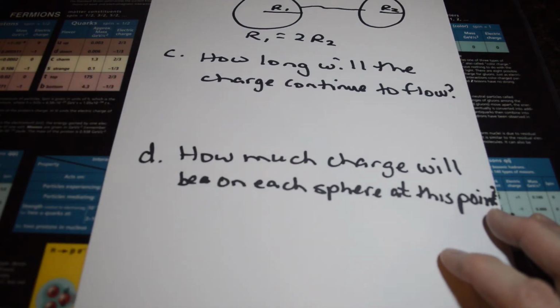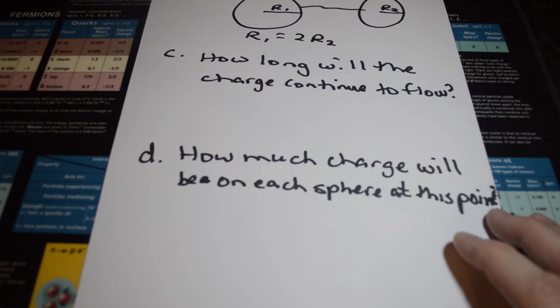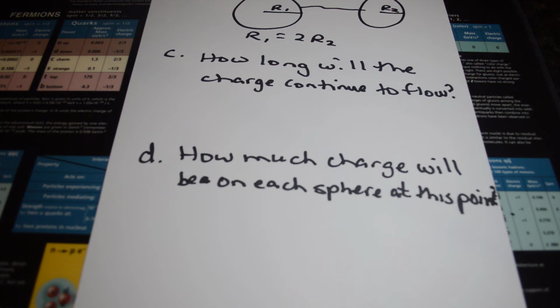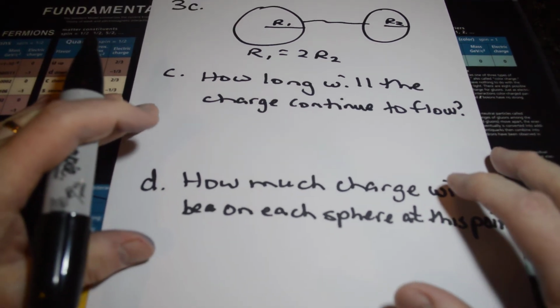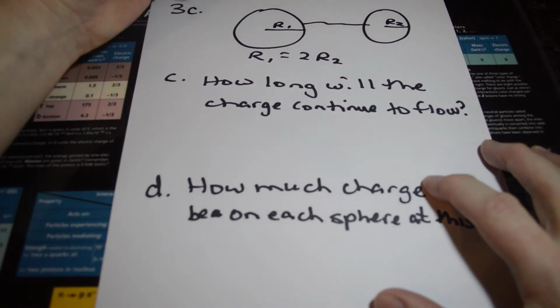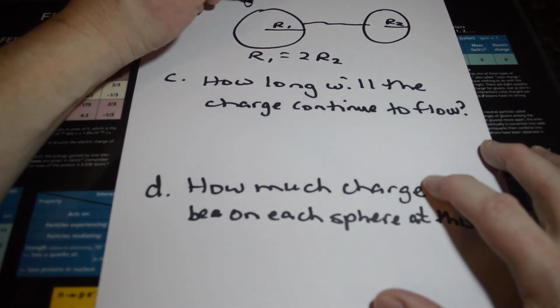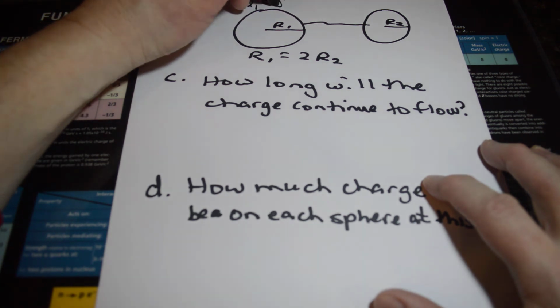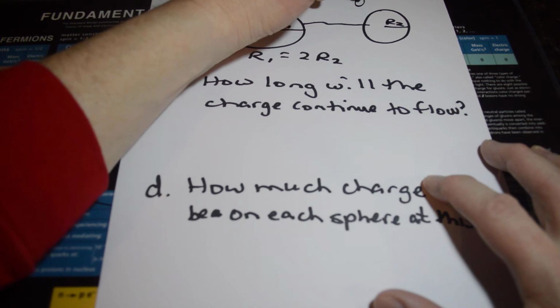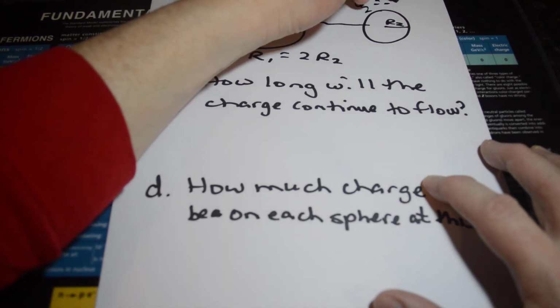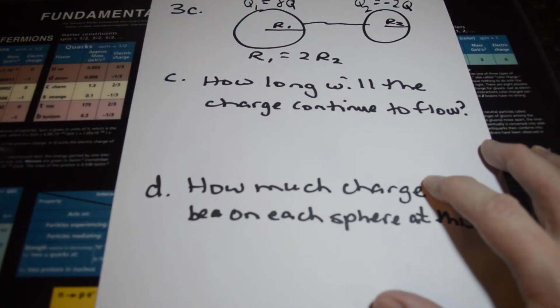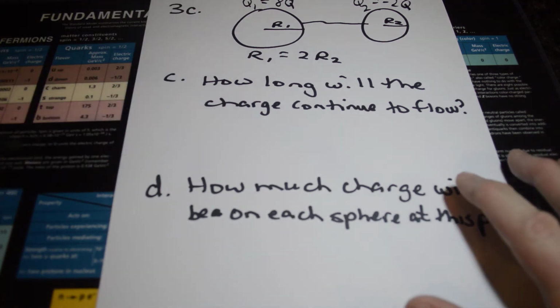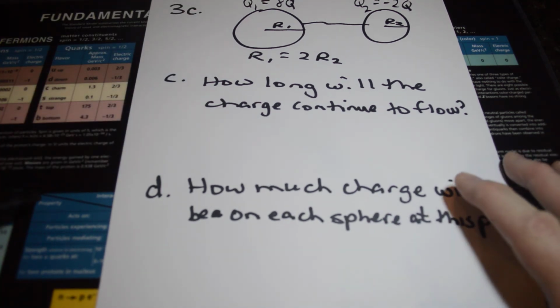Same kind of situation, but the next question is, you have these two charged spheres, and again, R1 is equal to 2R2, and maybe we'll just go back and write again. You've got Q1 is 8Q, and Q2 is negative 2Q. And the question is, how long will the charge continue to flow? At what point will it stop?